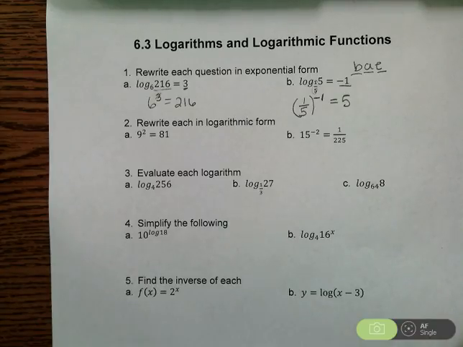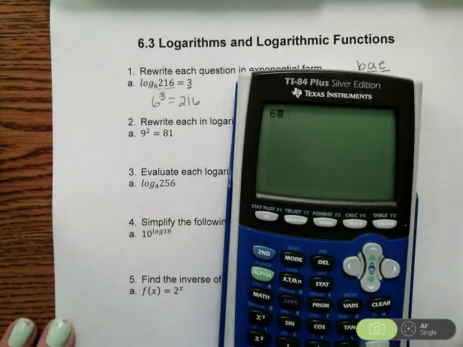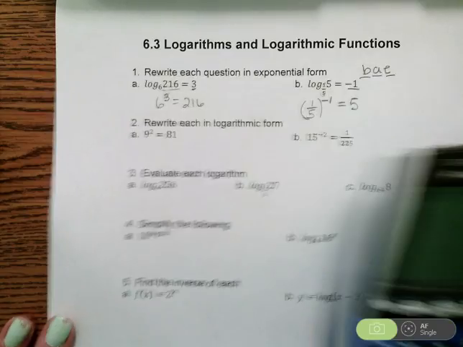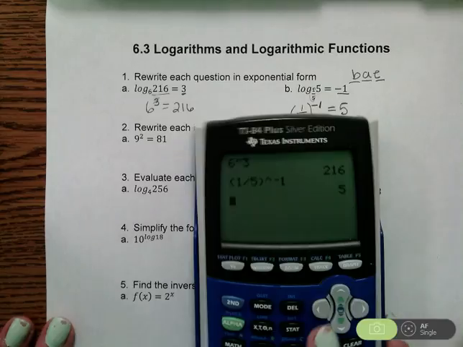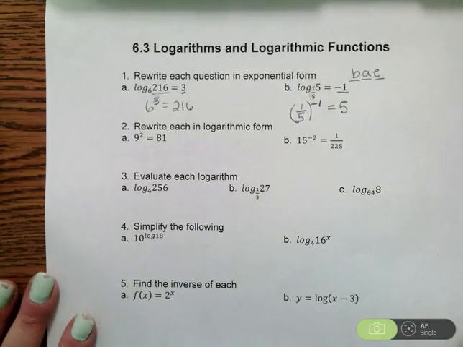So from here, it should make sense. If you type into your calculator that 6 to the third is 216, it should match. Over here, if you do 1/5 to the negative 1, it should be 5. So always check your work on that. All right, rewrite each in logarithm form.